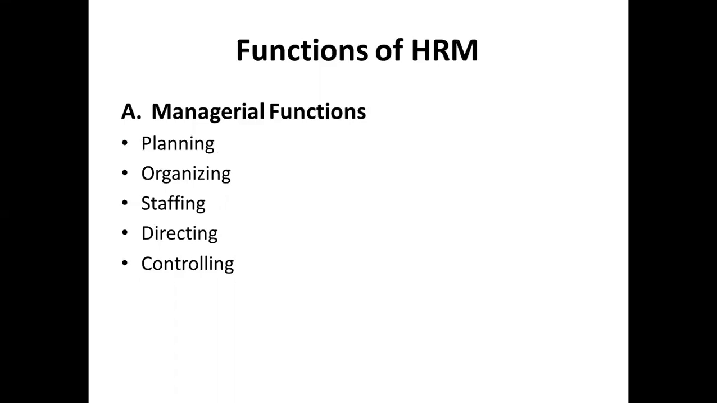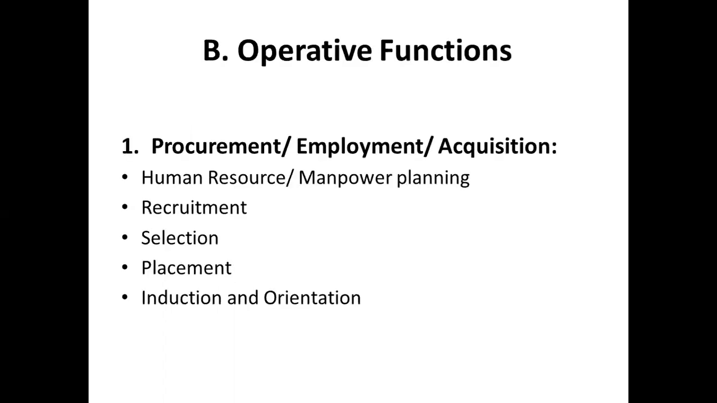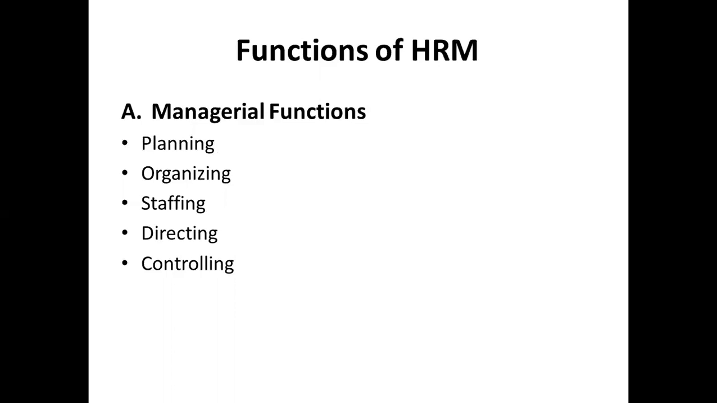Human resource management basically has two functions. One is managerial function and the second one is operative functions. First, let us discuss managerial function. So what is managerial function? It is a part of the business management. So what all comes in this managerial function? Managerial function includes planning, organizing, staffing, directing, and controlling.